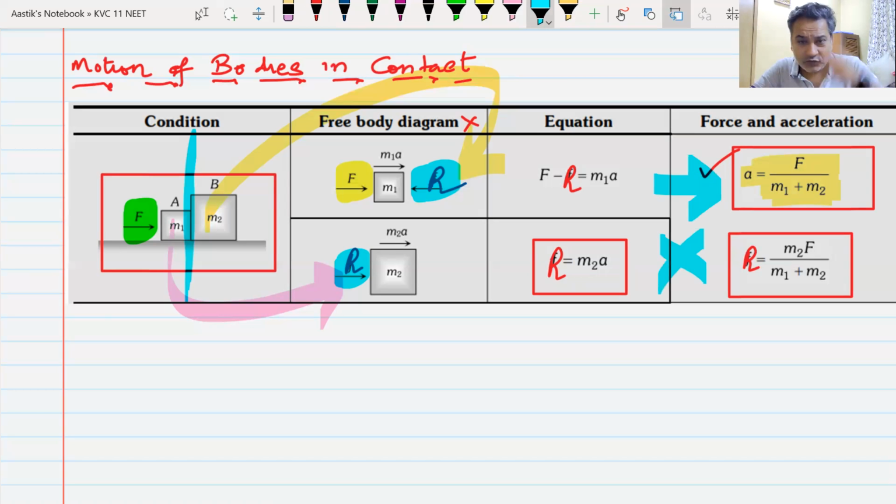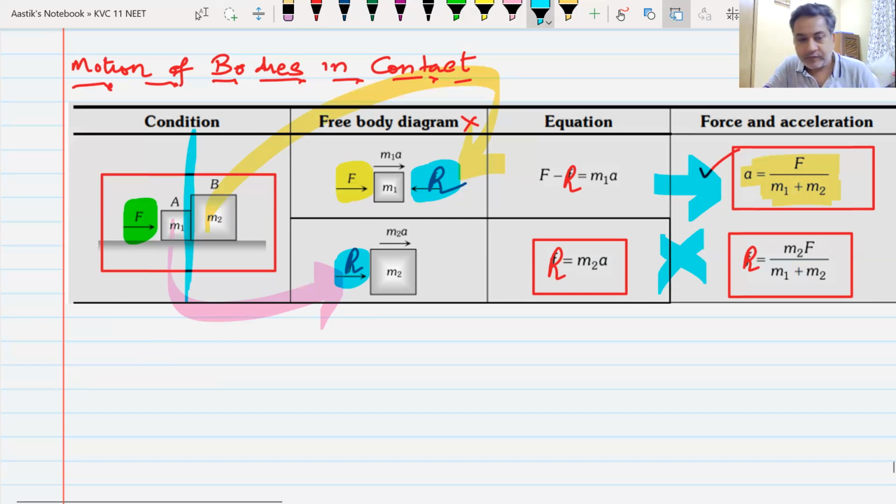Okay. So here, force was applied on block M1. The acceleration of the blocks is F divided by M1 plus M2. And the value of reaction force is M2 divided by M1 plus M2 multiplied by F. Remember, force was applied on block M1. Do we understand this? Then we can come to the second case. Have you noted this down?